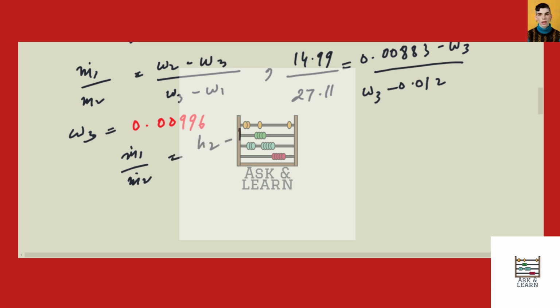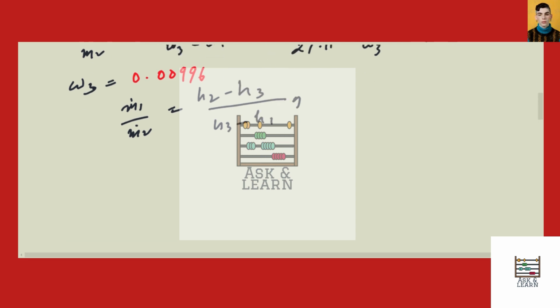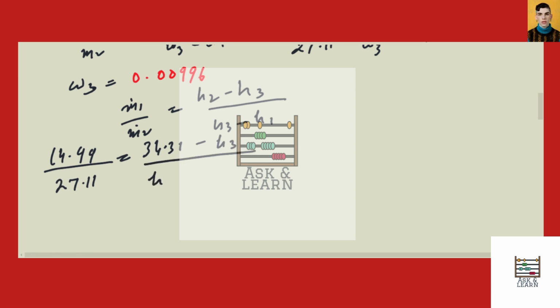So guys, moving further, we have M1 over M2, that is H2 minus H3 divided by H3 minus H1, and that is equal to 14.99 divided by 27.11 is equal to 34.31 minus H3 divided by H3 minus 61.95, and the answer is 44.15 kilojoules per kg.